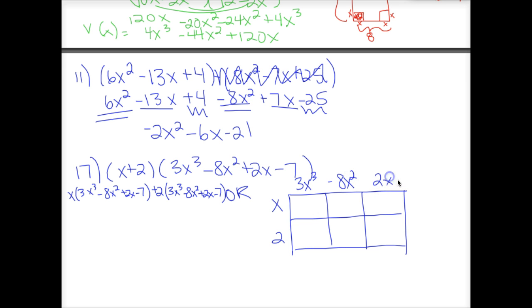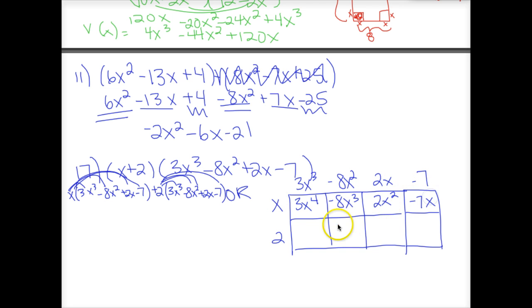Oops, I forgot a column. Good thing I can just add it on the end. And then negative 7. So again, if you're going over here, you're just going to distribute everywhere. So you're going to end up with 8 terms, just like you're going to end up with 8 terms here. So x times 3x cubed is 3x to the 4th. X times negative 8x squared is negative 8x cubed. X times 2x is 2x squared. X times negative 7 is negative 7x.